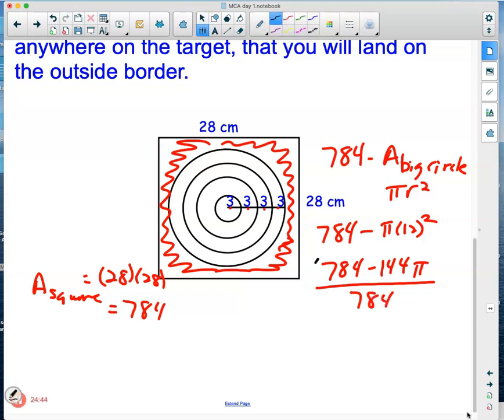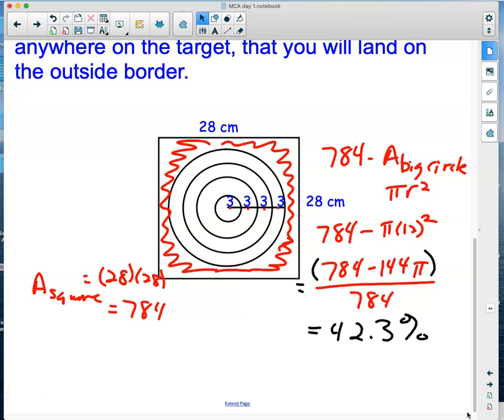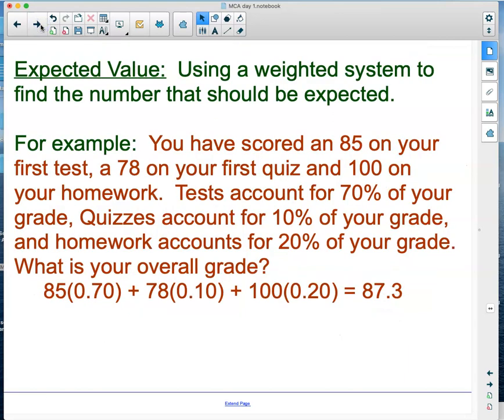So with this one, you'd probably want to put some parentheses around your numerator there and just punch in 784 minus 144 pi, parentheses, divided by 784. And this comes out to about 42.3% that you would hit that outside border. So that's another set of problems that they really, really like on standardized testing, dartboard problems.